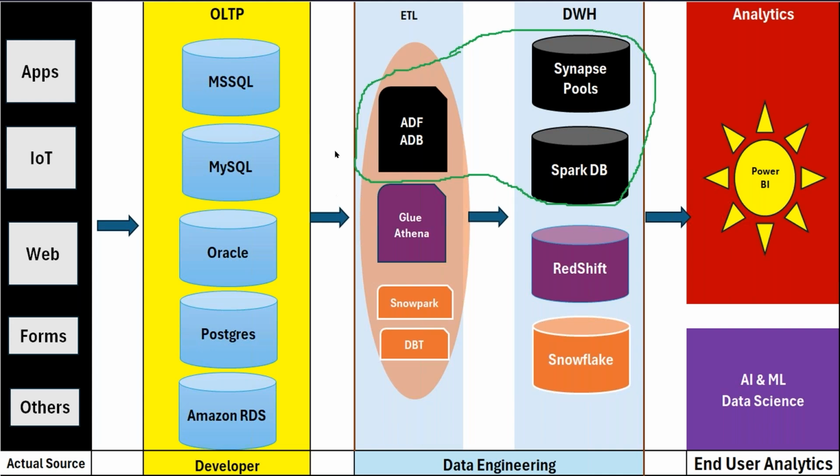This active data will be stored in a database. We call it OLTP. Microsoft SQL, MySQL, Oracle, Postgres, Amazon. These are all different brands of OLTP from various companies. Over a period of time, we need to store all the old data into something called a warehouse for future reference.